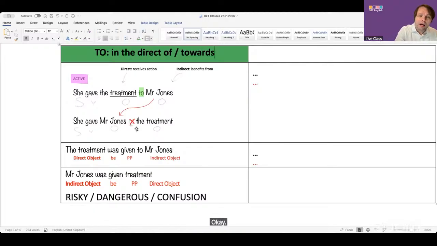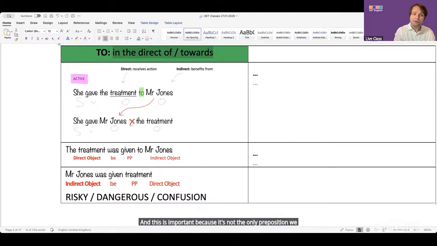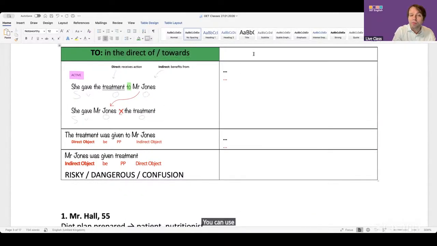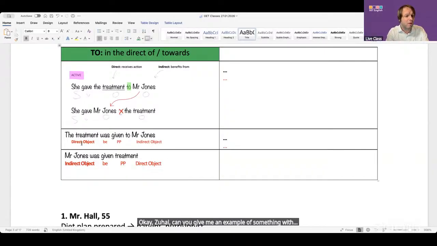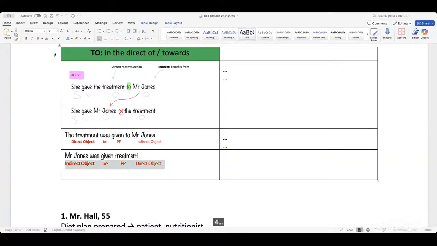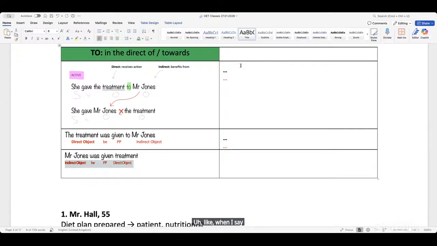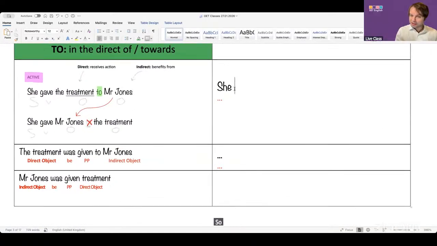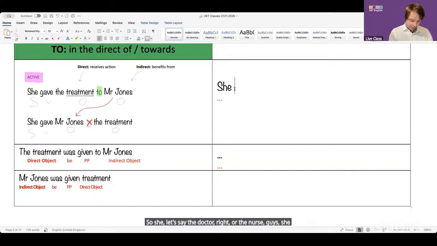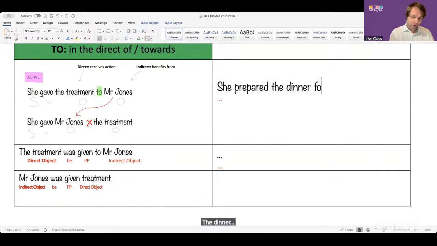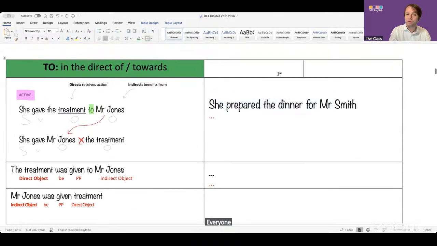Okay. And this is important because it's not the only preposition we can use. You can use "to." What's the other preposition we can use, guys? The other preposition, everyone. For. It's "for." Okay, Zuhal, can you give me an example of something with "for"? A sentence in the active. Let's start with the active to challenge you. Like when I say I prepared the dinner for Mr. Smith. So she, let's say the nurse, prepared the dinner for Mr. Smith. Is that right, guys? Has she made a correct sentence here? Yes.